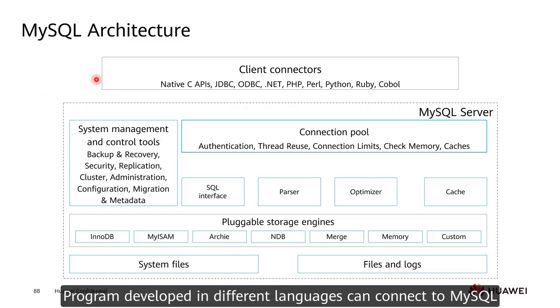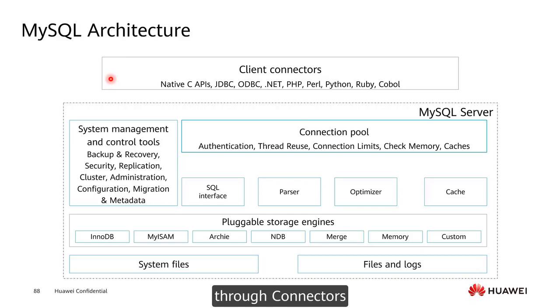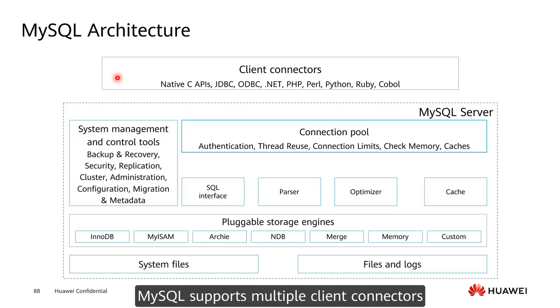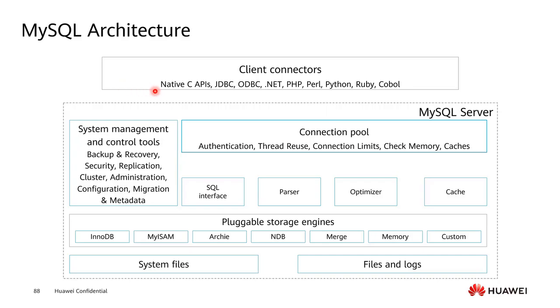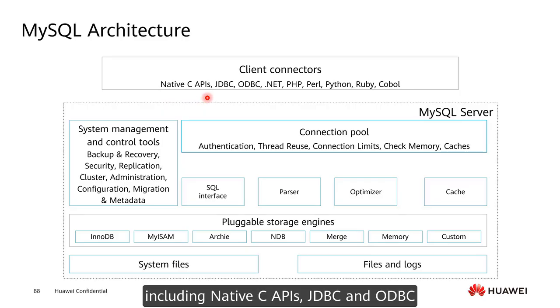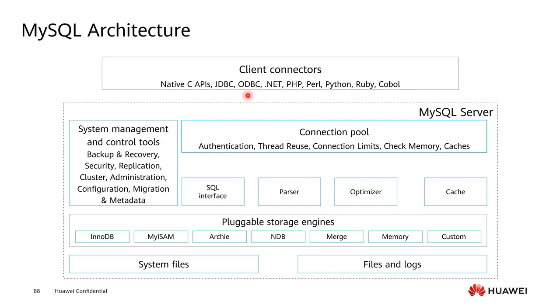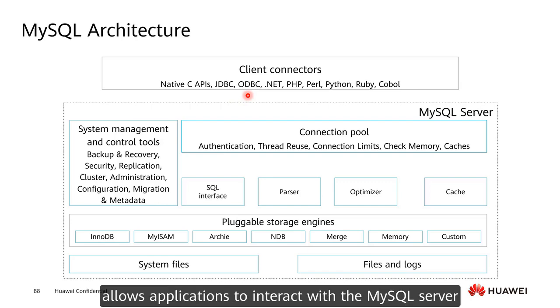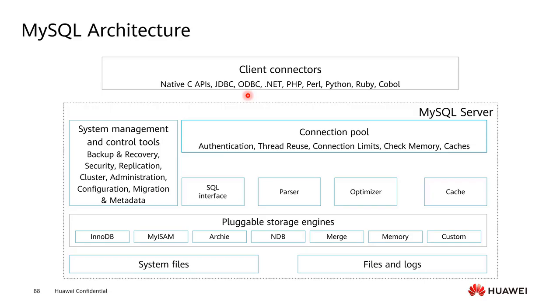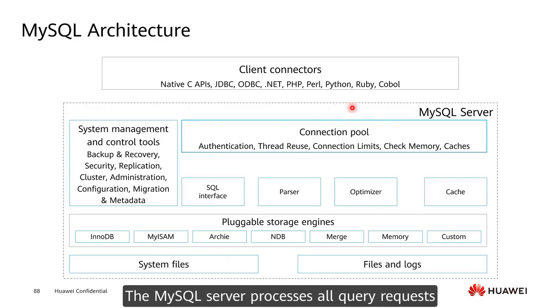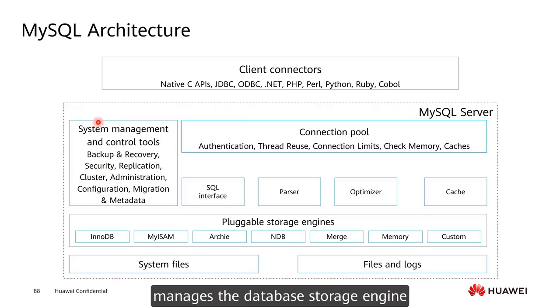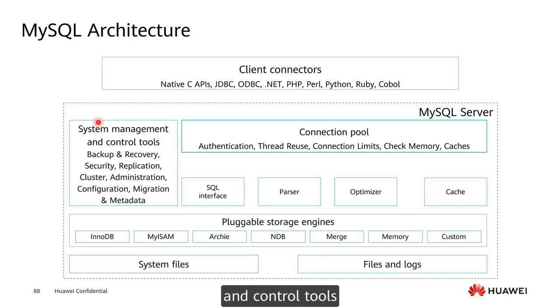First, programs developed in different languages can connect to MySQL through connectors. MySQL supports multiple client connectors, including native C API, JDBC, and ODBC. These connectors allow applications to interact with the MySQL server. The MySQL server processes all query requests, manages the database storage engine, and provides various system management and control tools.